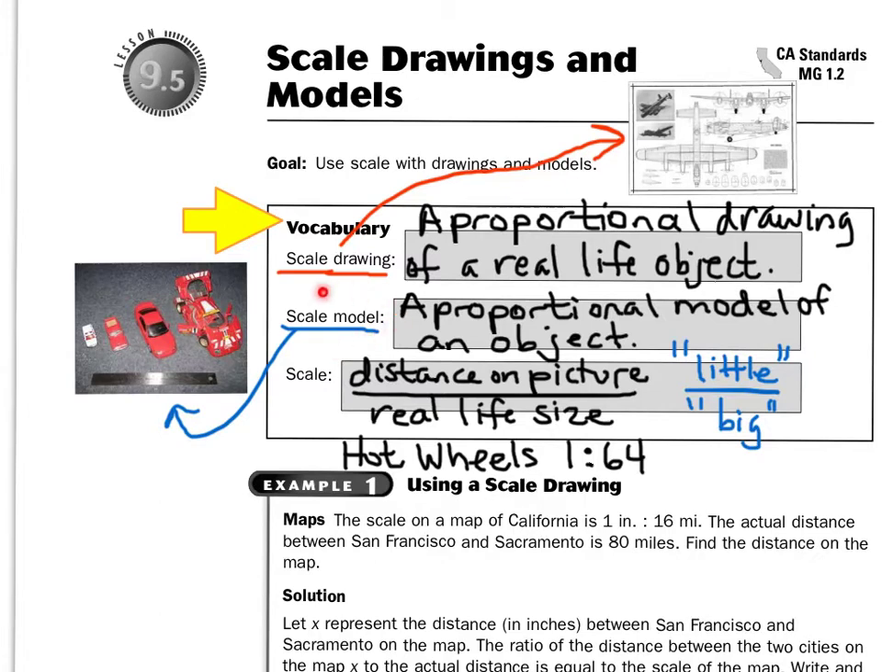Now, I bet a lot of you have played with scale models. For example, Hot Wheels or something like that. So a proportional model of an object. So obviously this little car is not a real life size. You couldn't get in it, but you could play with it. All right, and then scale. Well, scale is the distance on a picture or a model over the real life size. And so you'll hear me say a lot, little over big. Okay, here come the animals. Little over big. And a scale, for example, I bet you didn't know this, that Hot Wheels uses a scale of 1 to 64 in order to create all of their little Hot Wheel toys.